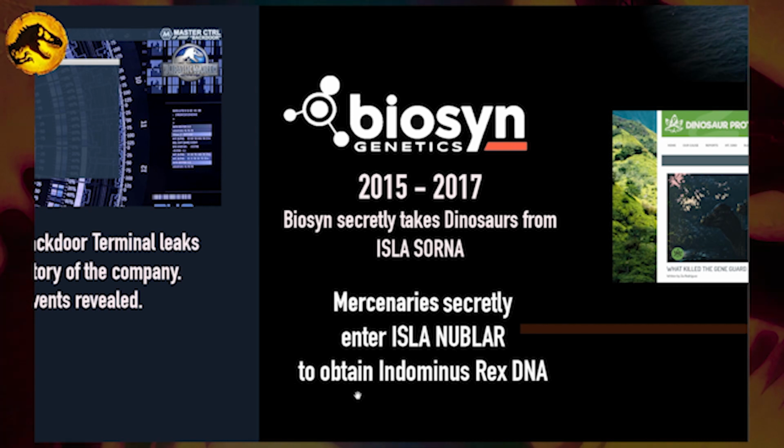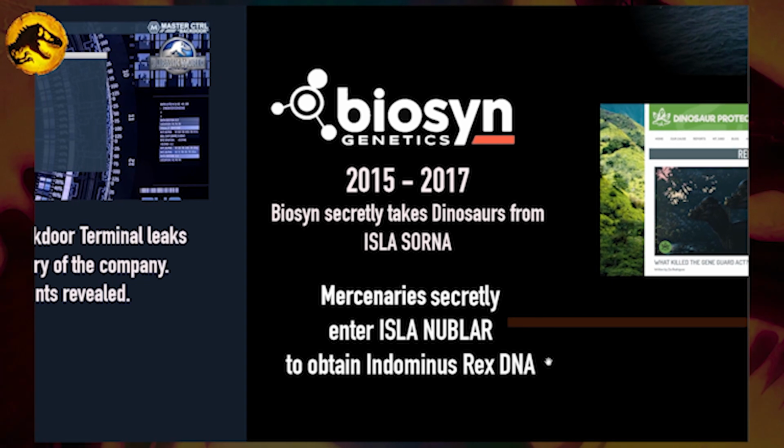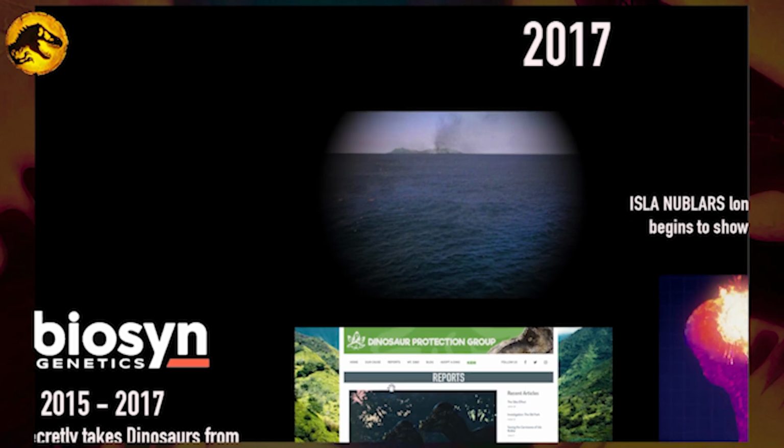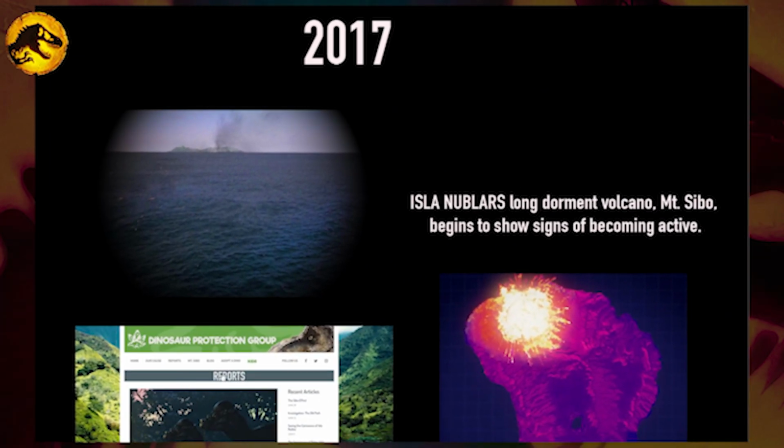I didn't put an actual date on this because obviously I don't count certain other things as canon that do talk about the date of this, because I think that they're rubbish. But yeah, so it's just sometime between that year they go to the island and get the Indominus Rex DNA. And then 2017, Isla Nublar's long dormant volcano Mount Sibo begins to show signs of becoming active.